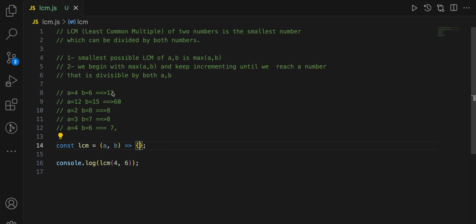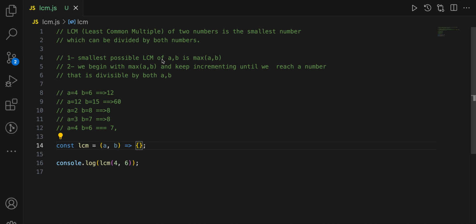So let us suppose we have 12. If the two numbers are 4 and 6, the least common multiple is 12, because 12 is divided by 4 and 6 both. Similarly, the least common multiple is 60, which is divided by 12 and 15 both. In the case of 2 and 8, the least common multiple is 8, which is divided by 2 and 8 both. So there are two things we need to remember.